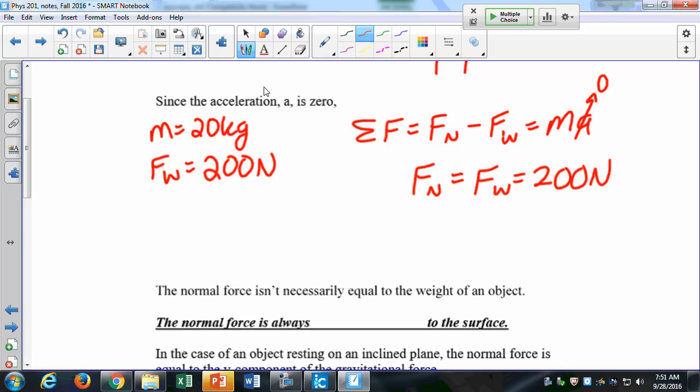The normal force, however, isn't always equal to the weight of the object, and we'll see some cases where that's not the case. We'll work the problem today, actually. I can change the normal force in a couple of different ways.